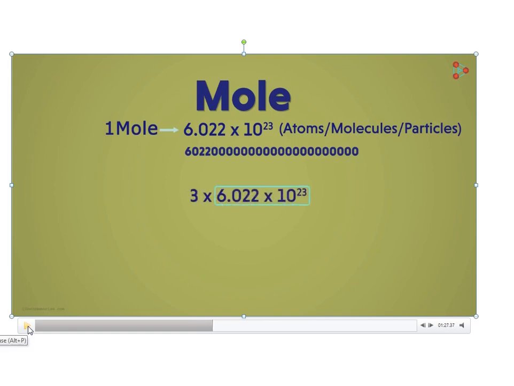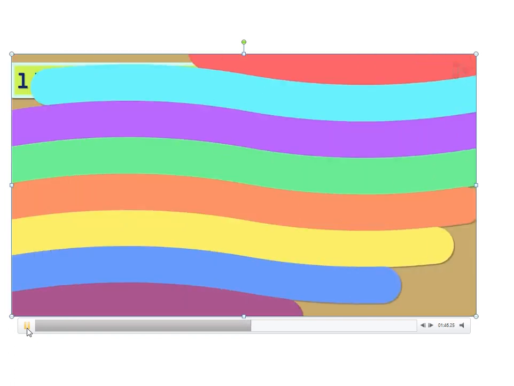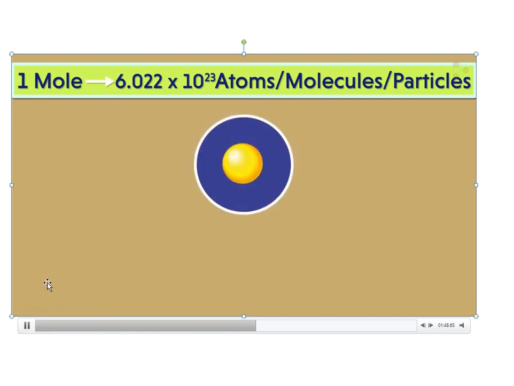So if there is any substance which has 3 times these many particles, we will say it has 3 moles. And this basically is the standard. And if something has 8 times the particles of 6.022 into 10 to the power 23, we will say it has 8 moles of particles. Now, 1 mole basically is equal to 6.022 into 10 raised to the power 23 atoms, molecules or particles.